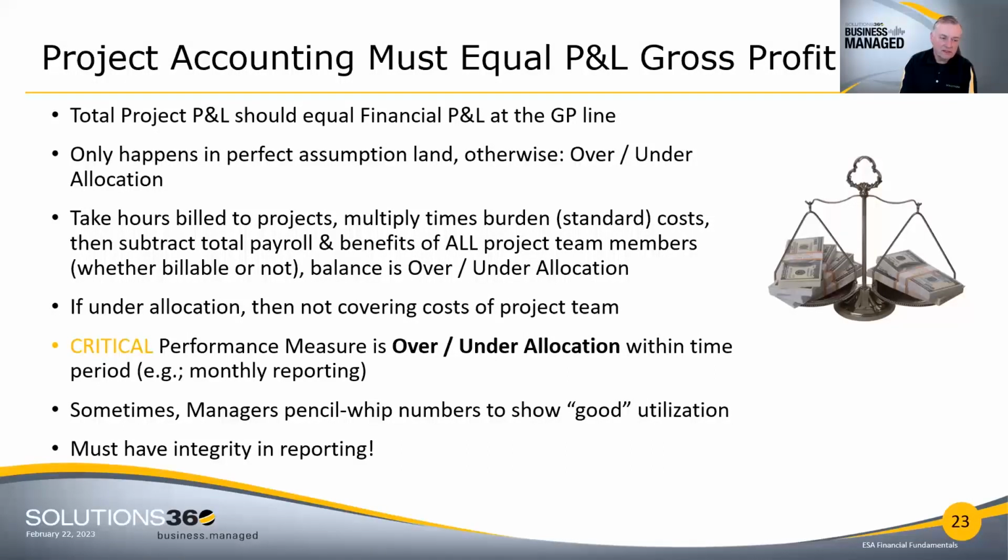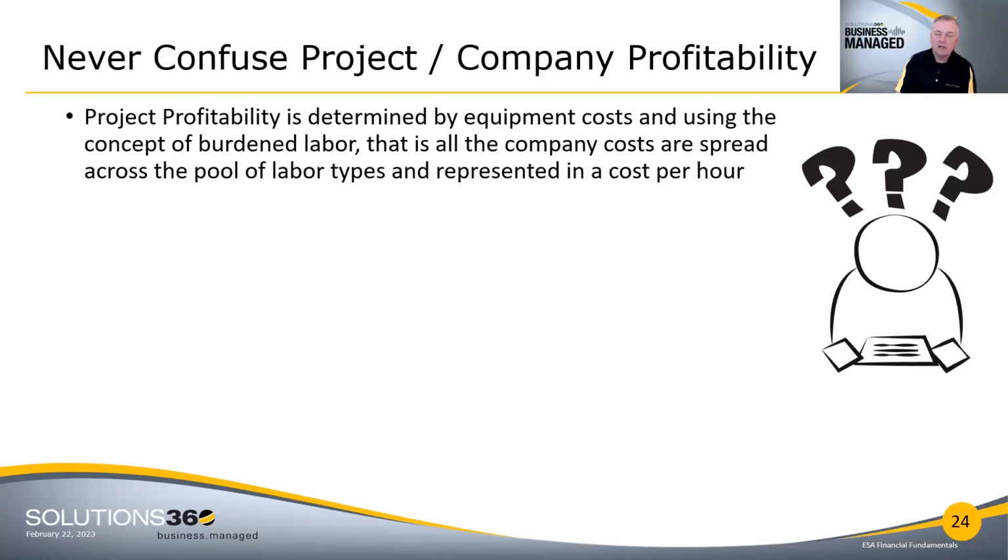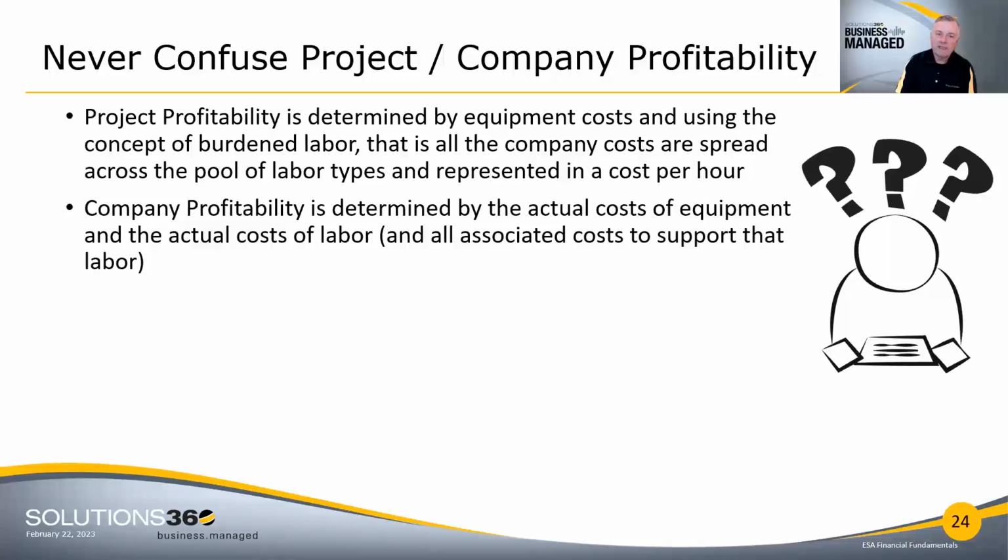So I'm going to close with this. We never want to confuse project and company profitability. I can show very profitable projects, but if at the end of the day they don't drive company profitability, then I'm missing a link. So again, I determine my project profitability by all of my equipment and using the concept of burden labor. That is, all the company costs are spread across the pool of labor types and represented in the cost per hour. Company profitability is determined by the actual cost. So project profitability allocated, company profitability actual.